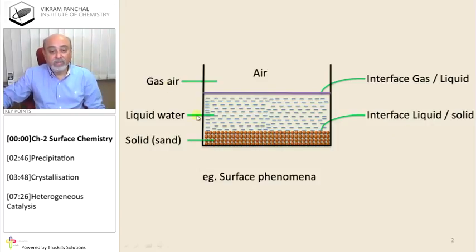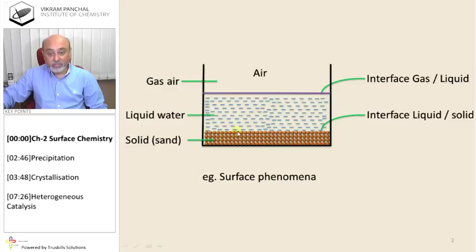This is the example given here. Solid sand is kept in water, and you know that sand is insoluble. So after some time, sand will settle down, and on top of water you will find air. So here you will see three different phases: gas, liquid and solid, and they are in contact with each other. For example, here solid is in contact with liquid.